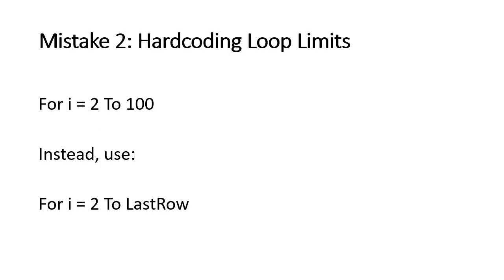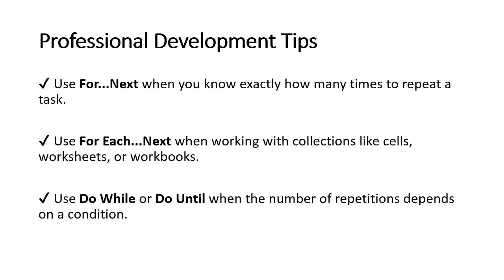Mistake number 2. Hard coding loop limits. Avoid writing For I equals 2 to 100. Instead, use For I equals 2 to LastRow. This allows your code to grow with your data. Mistake number 3. Using the wrong type of loop. Don't use a Do loop when a simple For loop will do. Choose the loop that best matches the problem you are solving.